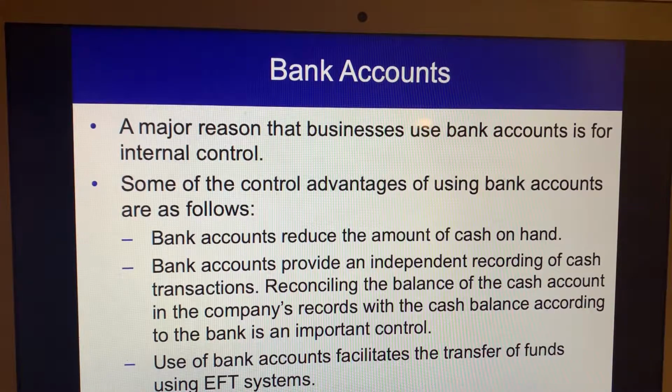Some of the control advantages of using bank accounts are as follows. Bank accounts reduce the amount of cash on hand. Bank accounts provide an independent recording of cash transactions. Reconciling the balance of the cash account in the company's records with the cash balances according to the bank is an important control. Use of bank accounts facilitates the transfer of funds using EFT systems.